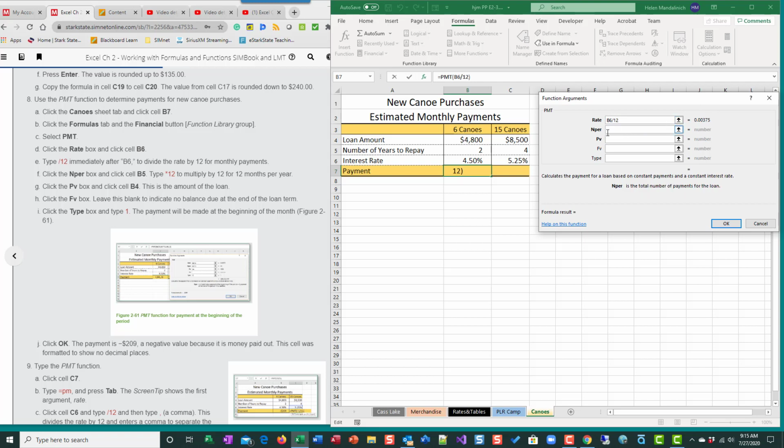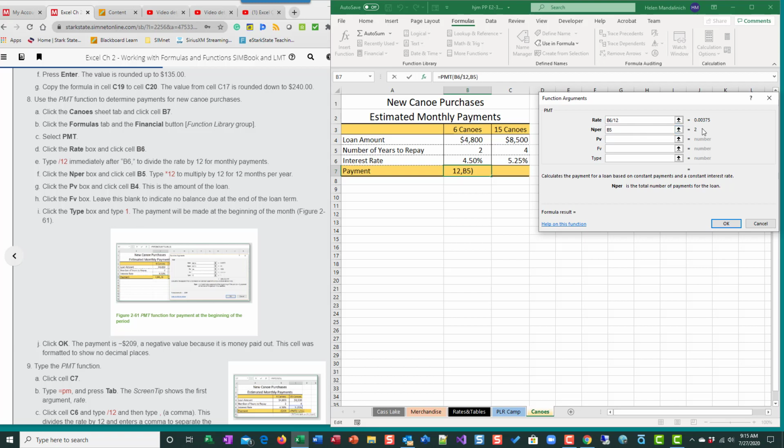Second thing, number of periods. I'm sorry, let me back up. Interest rate, always divide it by how many periods, and just say 12 for now. Number of payments, it depends. If I was given this as the number 24, then I wouldn't have to do anything. But I was given 2.